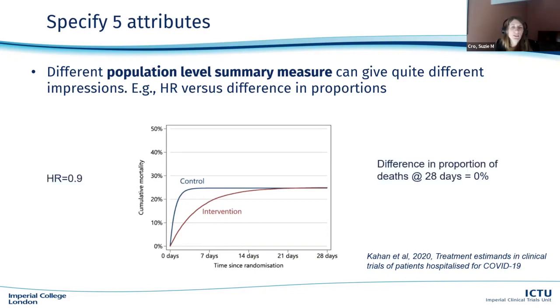Now, if you opted for a hazard ratio, the intervention might appear better here. The hazard ratio is 0.9, but this wouldn't really be helpful as the aim isn't to extend survival. At day 28, we see there's actually no difference in the proportions of deaths. So here, the hazard ratio is not aligning with the objective of examining whether the treatment reduces deaths entirely. So the difference in proportion would be more suitable.